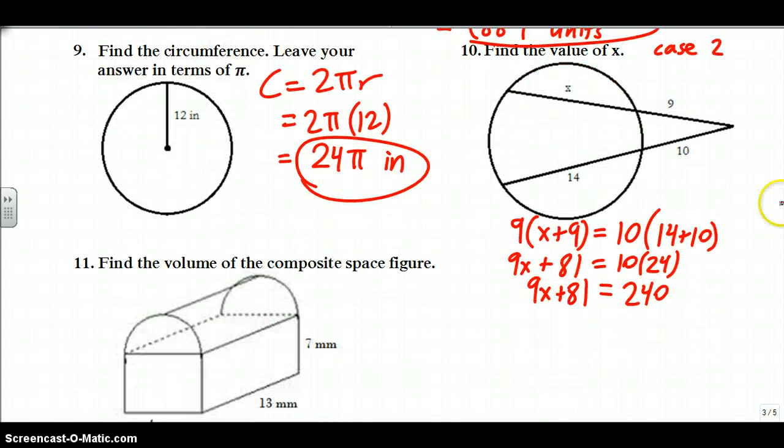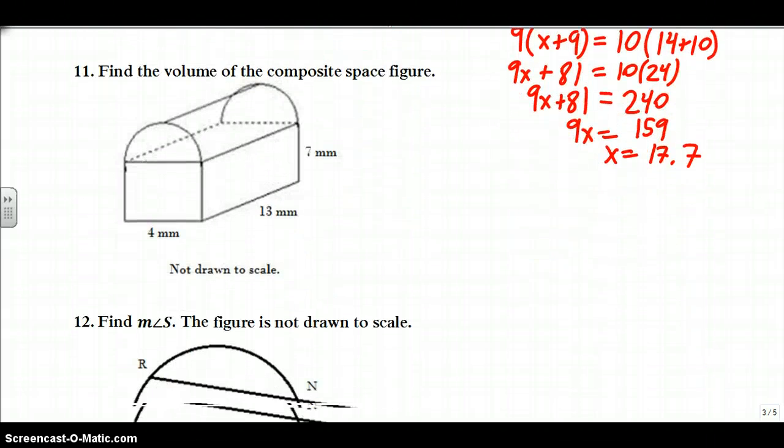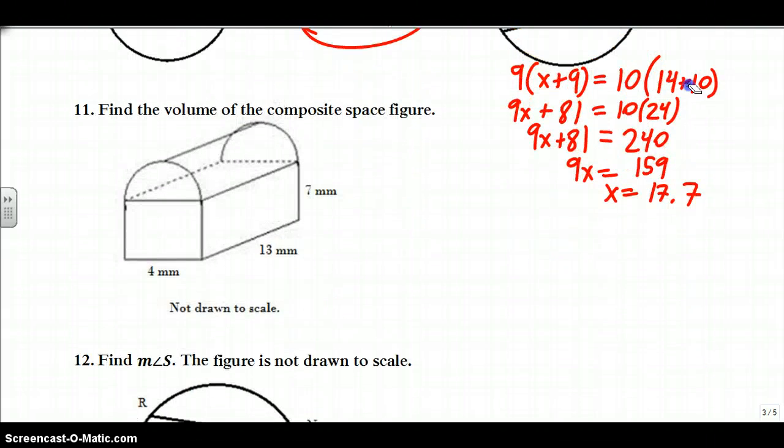I'm running a little bit out of room. 9x equals 159, which means x equals, we'll go ahead and round to the nearest tenth, why not, 17.7. Okay, technically it's 17 2/3, but we'll go with that, okay? That's that. I'm going to go ahead and erase this work.